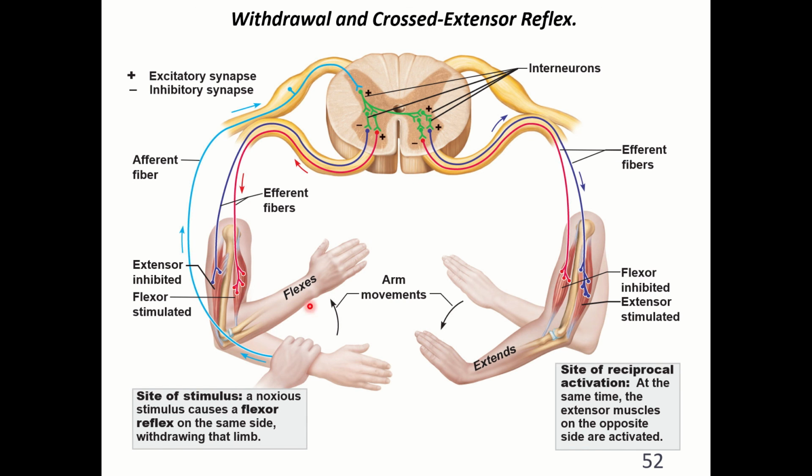While this is occurring, the other arm on the opposite side is going to do extension, again to help balance you while you are reflexively reacting to this noxious stimulus. And so here an interneuron will travel, decussate across the spinal cord, and again we will then inhibit our flexor muscle.